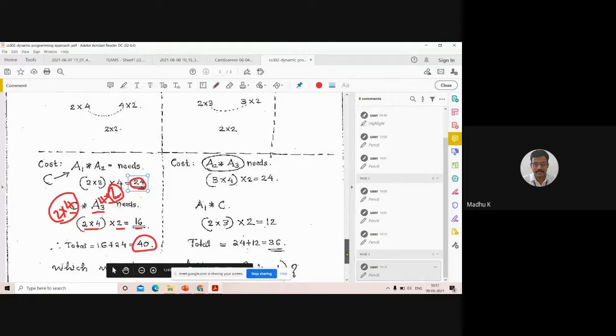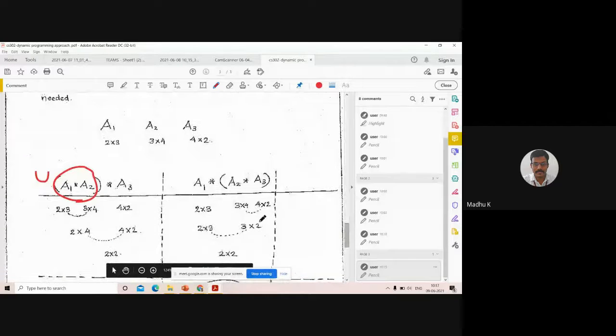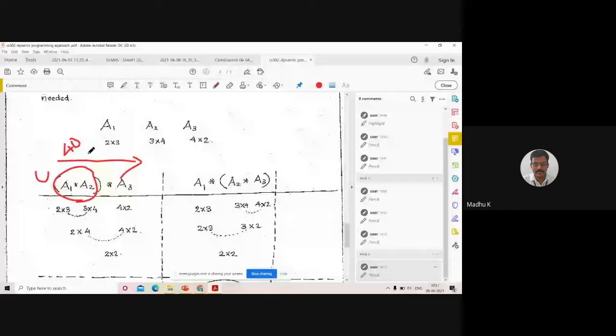That is, the moral of this concept is, if I multiply in this sequence, then I need 40 scalar multiplications. This is one possible order. Similarly, I want to try this one.